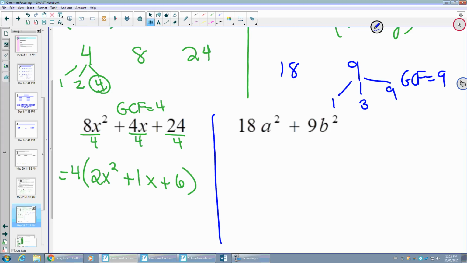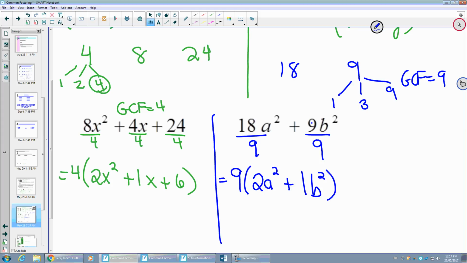So, and then there's no variables that are common. So what I have to do here is I'm going to write 9 bracket. Oops, before I should have written that. I should have divided. So I'm going to divide everything by my greatest common factor, which is 9. I go 9 bracket. Okay, when I do this math, 18 divided by 9 gives me 2a squared. 9 divided by 9 gives me positive 1b squared. Okay, hopefully we're getting the hang of this.